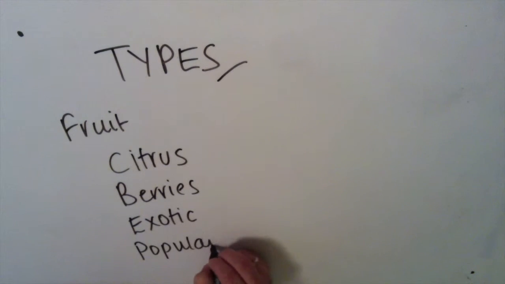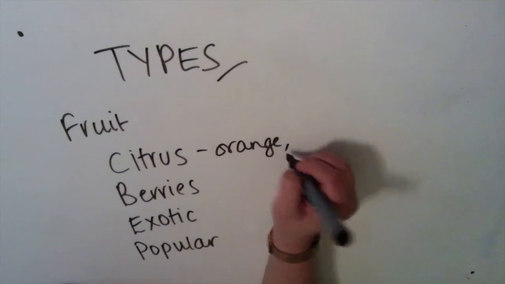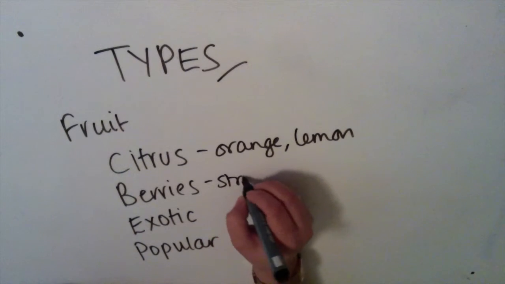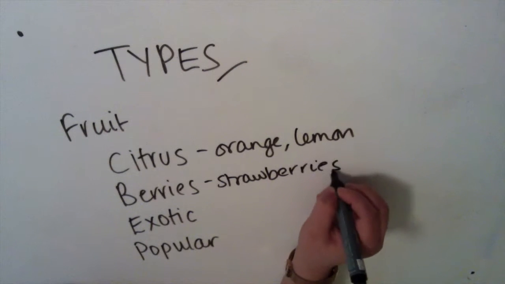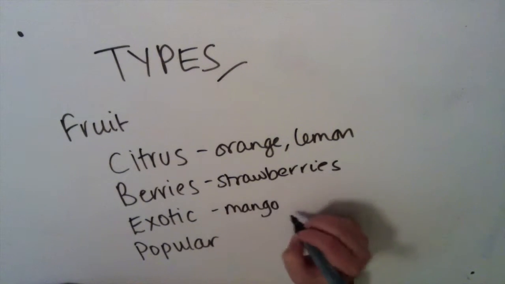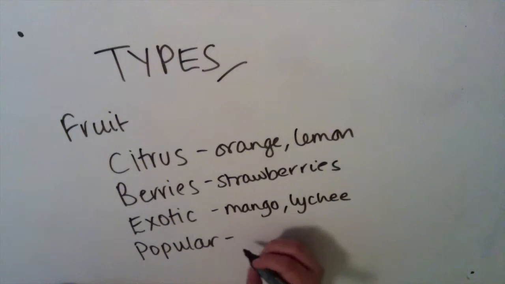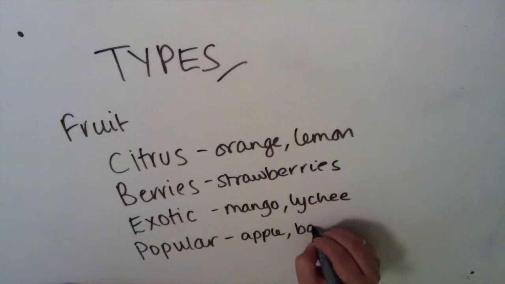So the first section I've got on there are citrus fruits. Examples of these are oranges, lemons and limes. They've all got quite a thick peel that you have to remove, and they all add a sharp citrus taste to a dish if they're used in them. The next one again is very easy, it's berries, so strawberries, raspberries and blueberries. The next one are exotic fruits, so these are things like mango and lychee that I've put down as an example. Popular fruits that I've included are apple and banana.